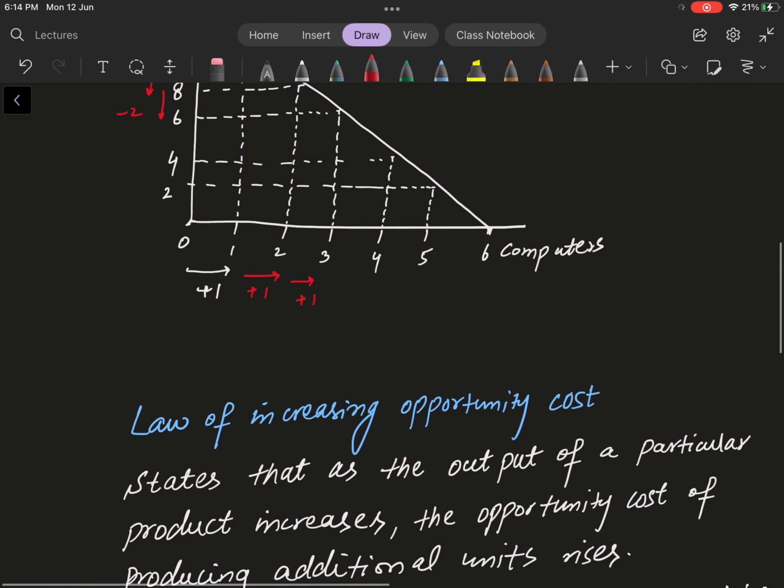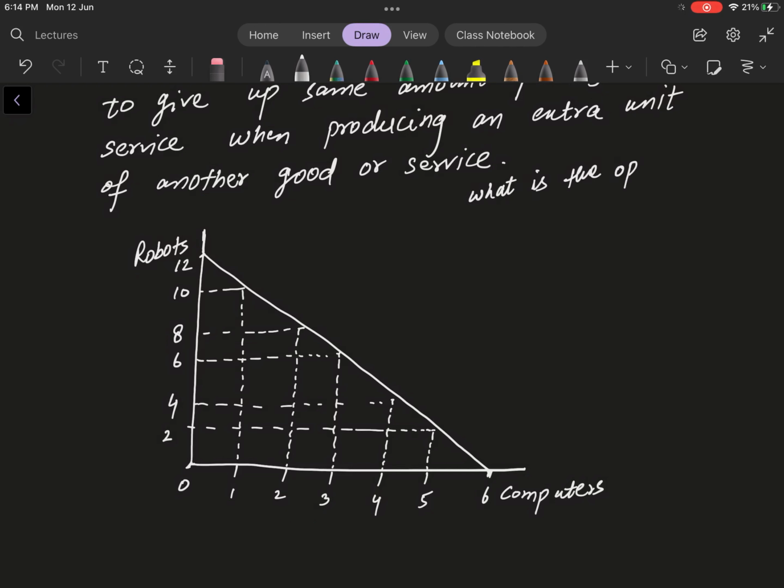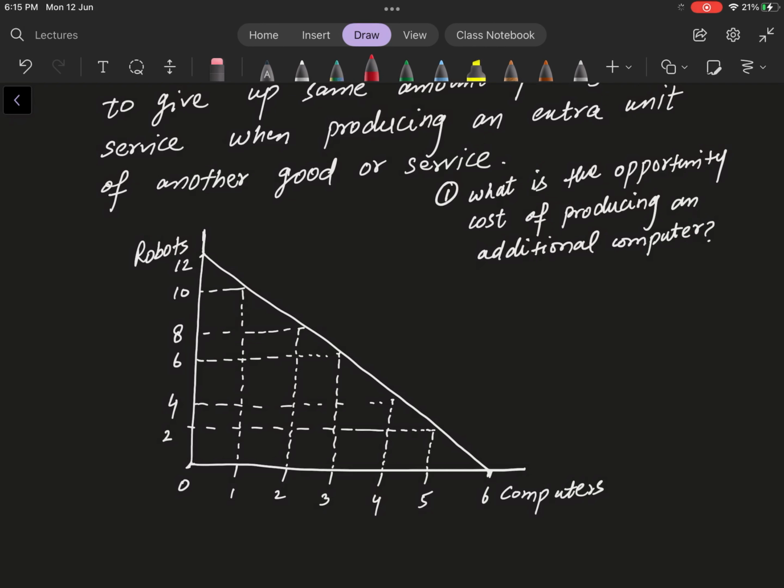Let's go back to the same graph that we had previously and start with this question: what is the opportunity cost of producing an additional computer? We can see that when we move from 0 to 1, we give up 2 robots. So the opportunity cost of producing an additional computer is 2 robots, as simple as that. And what is the opportunity cost of producing an additional robot? Let's say we are producing 6 computers and 0 robots, and we move from 0 to 2 robots, and we just have to give up 1 computer.